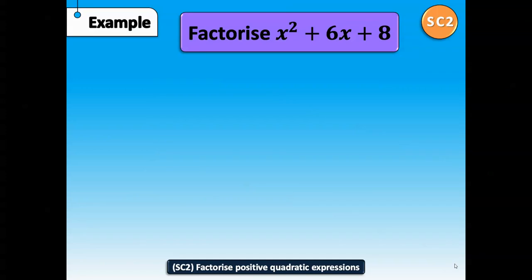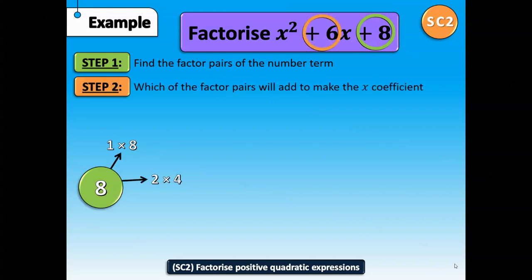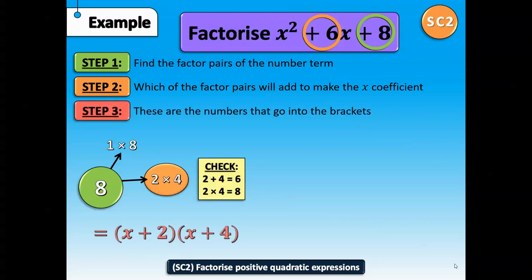So if I want to factorize x squared plus 6x plus 8, I think of a pair of numbers that will times together to make 8, but add together to make 6. So if I list numbers that times together to make 8, and see which pair adds together to make 6, those are the numbers that go inside the brackets. So my answer is x plus 2 and x plus 4. Both numbers times together to make 8, but add together to make 6.